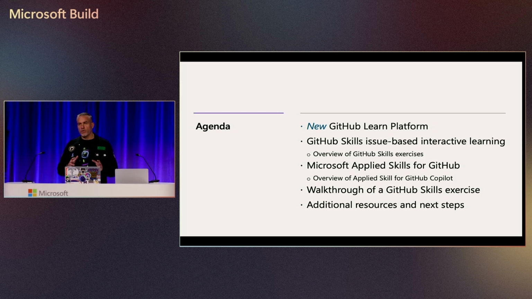And then I'll get into a new Microsoft Applied Skill that we're releasing for GitHub around GitHub Copilot. And then I'm going to do a walkthrough. Hopefully we have time to do a walkthrough of one of those GitHub Skills exercises so you can see what that issue-based flow looks like and get experience with it. And then you can do it on your own afterwards. And then I'll talk about, if we have time, any additional resources and next steps that you want to take.